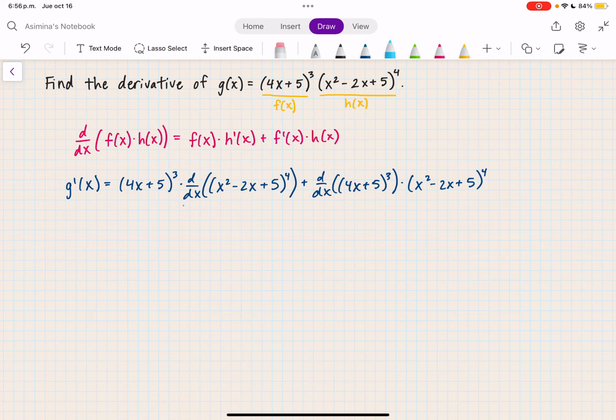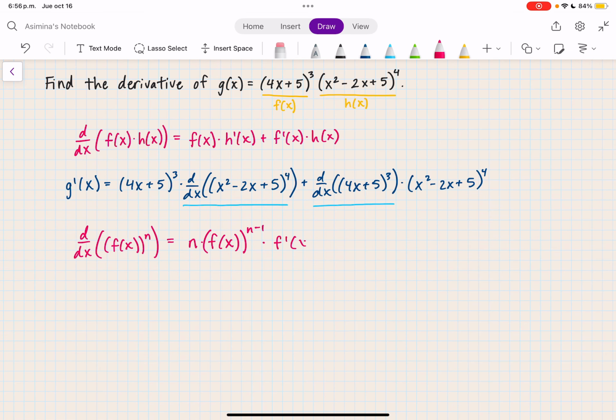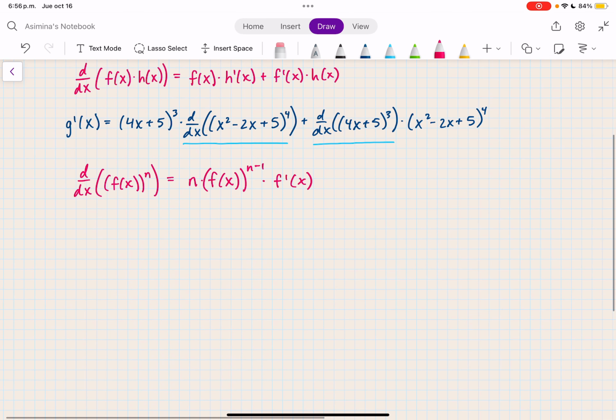Now we see that these two derivatives are something raised to the power, so we're going to need to use the power rule and chain rule. So what do I mean by that? Recall that the derivative of, let's say we have some function f of x raised to the nth power, is n times f of x raised to the n minus 1 power times the derivative of f. So let's see if we can apply that to the two derivatives we need to take.